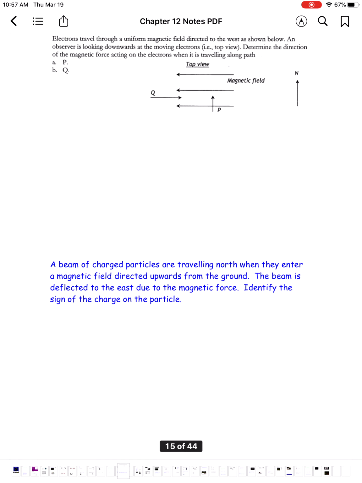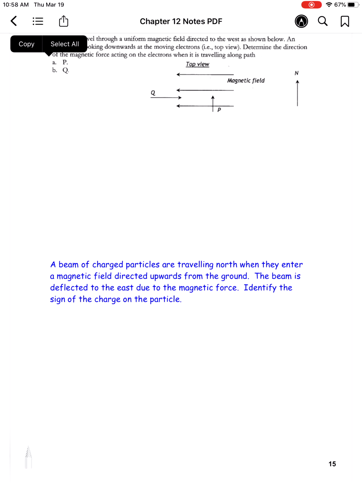Alrighty, so we have electrons. Another example here. An electron travels through a uniform magnetic field directed to the west as shown, and an observer looking downward notices it going on a path. Determine the direction of the magnetic force acting on the electron when it's traveling along the path. Alrighty, so same concept here. Let's start with P.